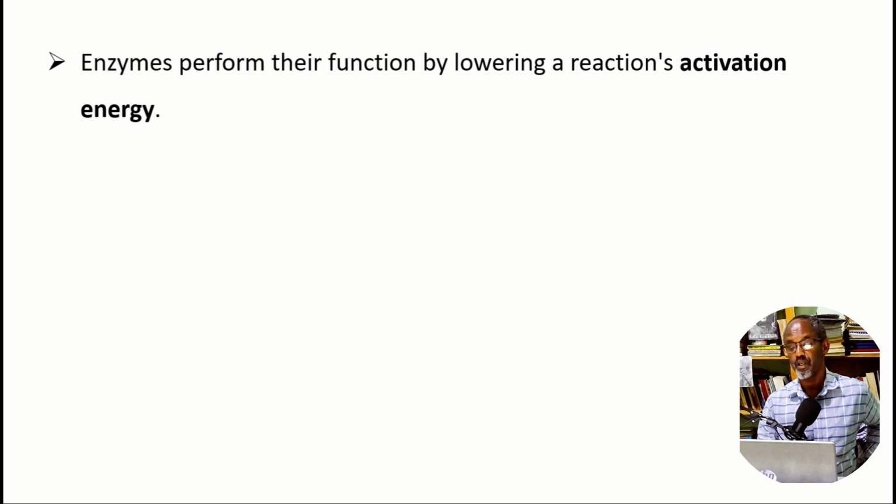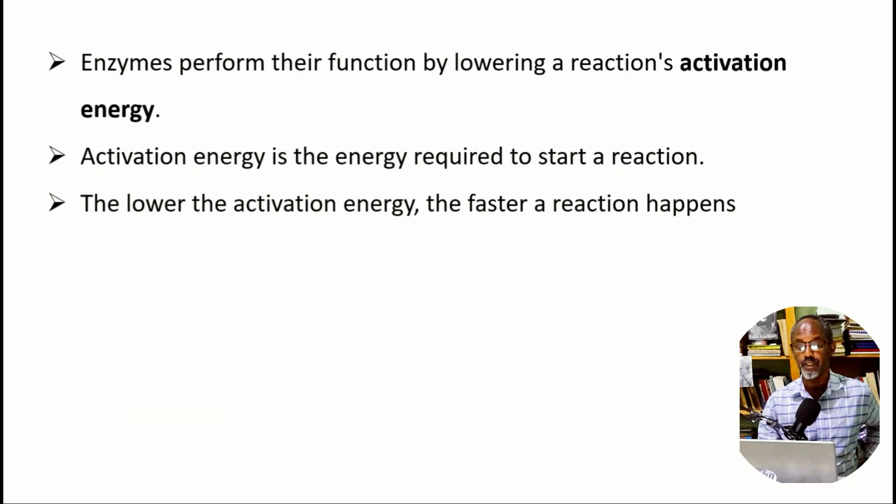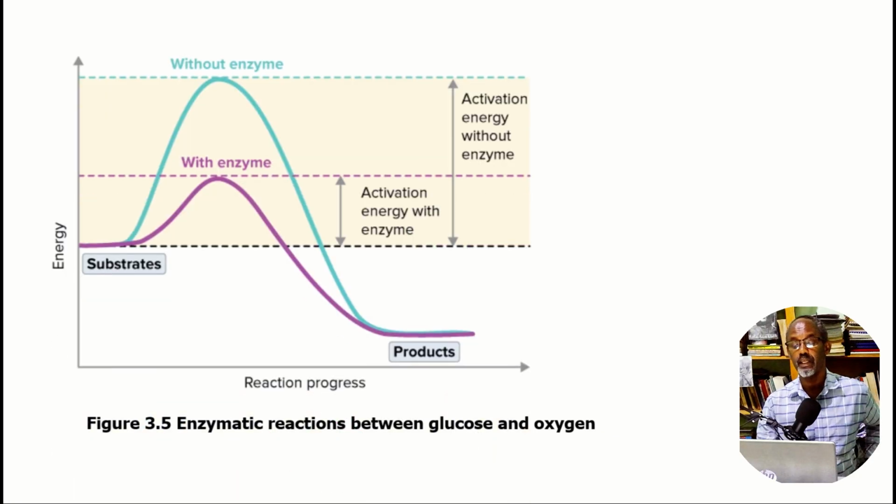Enzymes perform their function by lowering a reaction's activation energy. Activation energy is the energy required to start a reaction, the energy required by the substrate molecules to undergo a change into a product. The lower the activation energy, the faster a reaction happens. We have told this earlier. You can see here this diagram.